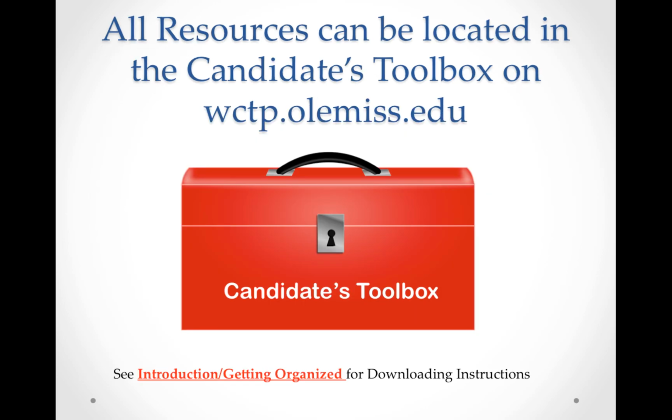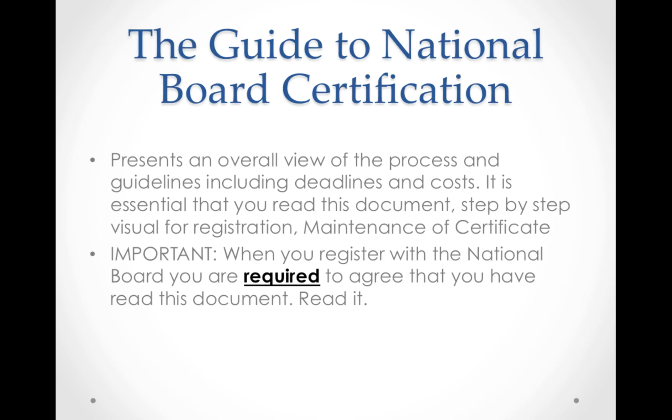So again, we're going to talk about the available resources and how to use them in this training. And just to back up, if you have not watched it already, you need to watch the introduction and the Getting Organized welcome prior to doing this, because those are the videos where we actually show you how to download it. But you can find all of your resources located on our website, wctp.olemiss.edu, in the Candidates Toolbox on the lower right-hand side of the screen.